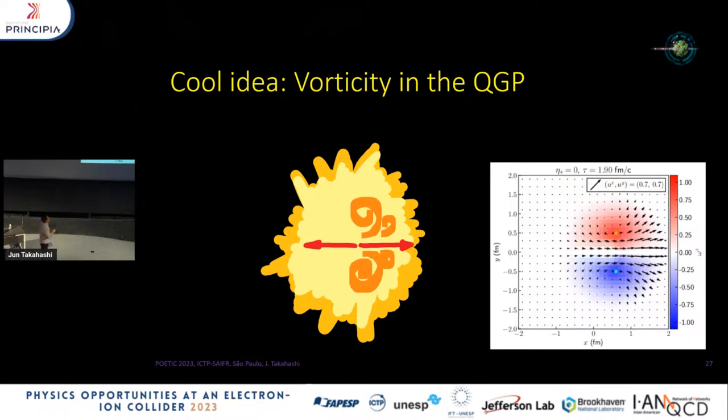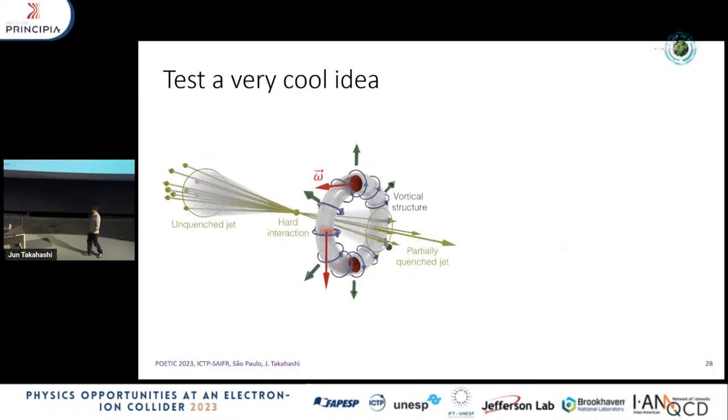So, yeah, here's the video again, and you see nicely the vorticity evolving through the system, right? And can the vorticity be measured, be seen experimentally? And yes, we can. So that was the idea that we had. So this is, again, the same design, the drawing of what's happening.